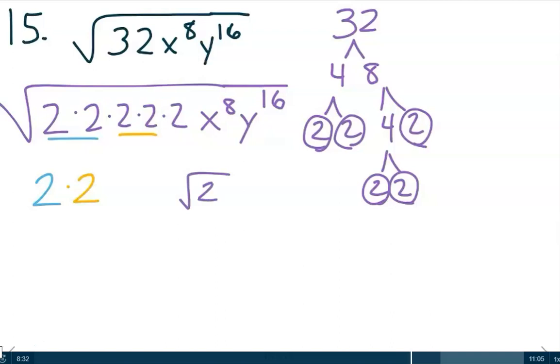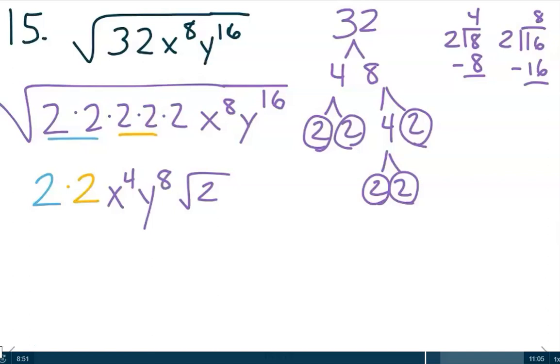Square root of x to the 8th, it's like dividing by 2. 2 goes into 8 4 times, no remainder. So we have x to the 4th. And then 2 goes into the 16 8 times, no remainder. So we'll have y to the 8th. Now we'll multiply that 2 times 2 in front. So our final answer here will be 4 x to the 4th, y to the 8th, square root of 2.